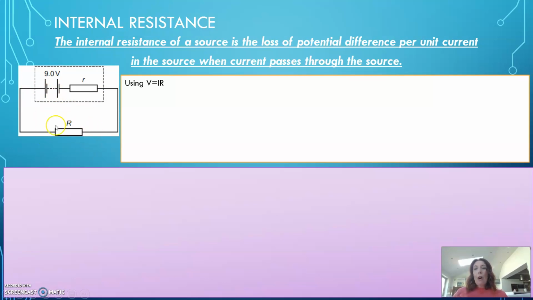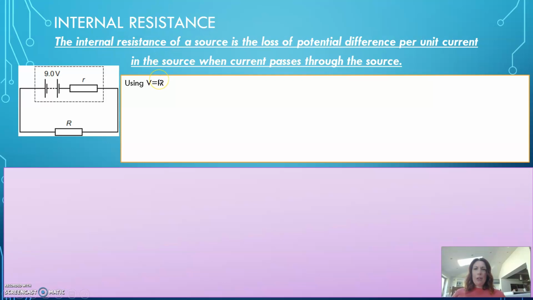Then here you've got a load, so you've got a resistor, something with resistance. If it's a resistor in the circuit, it's got a capital R, and then the internal resistance is a lowercase r. What you're saying is this power supply has the ability to produce 9 volts, but it has internal resistance, so it's going to lose some of that potential difference here. So what the circuit gets will be less than 9.